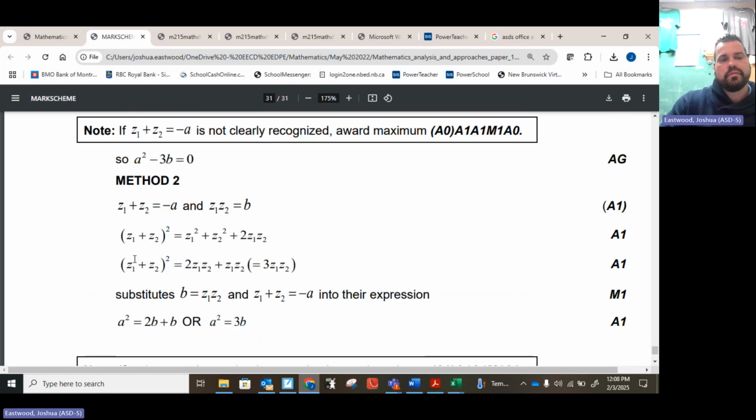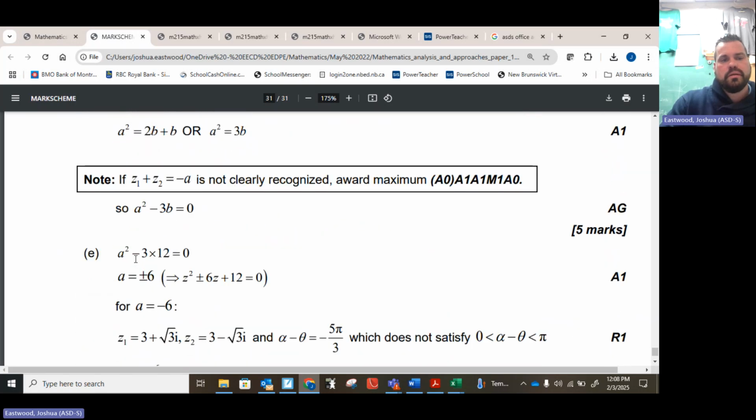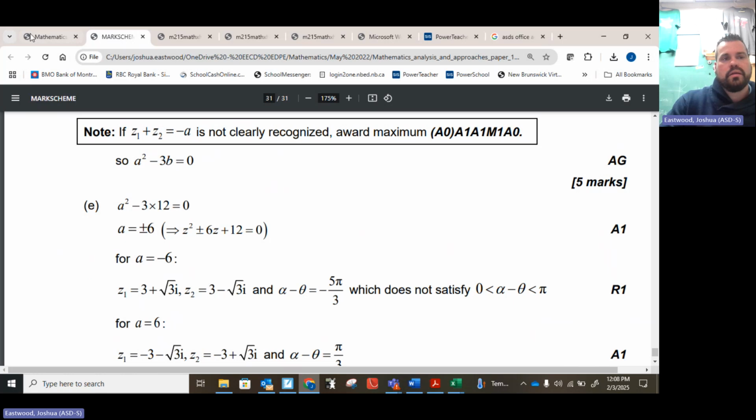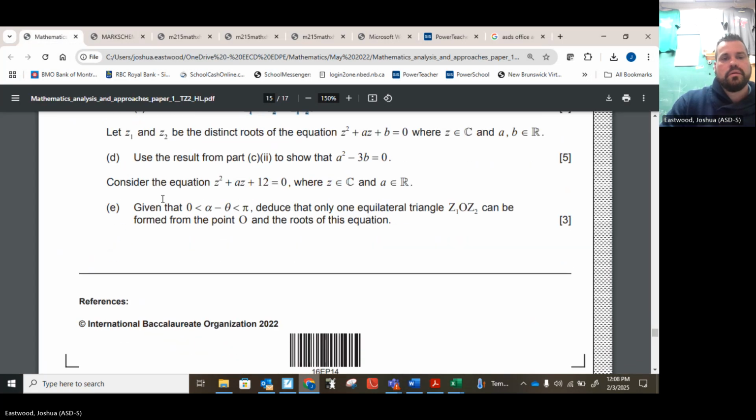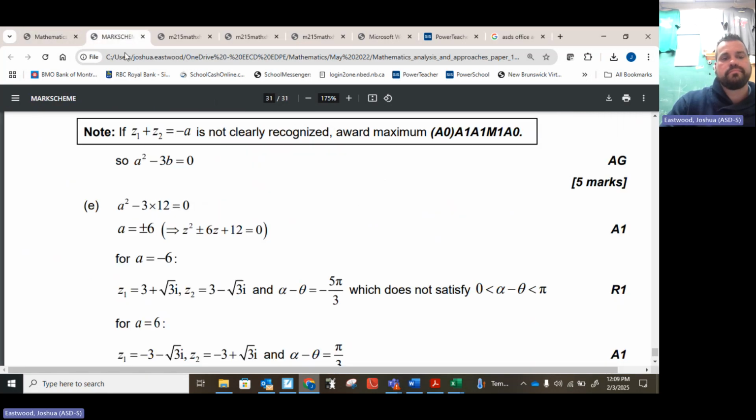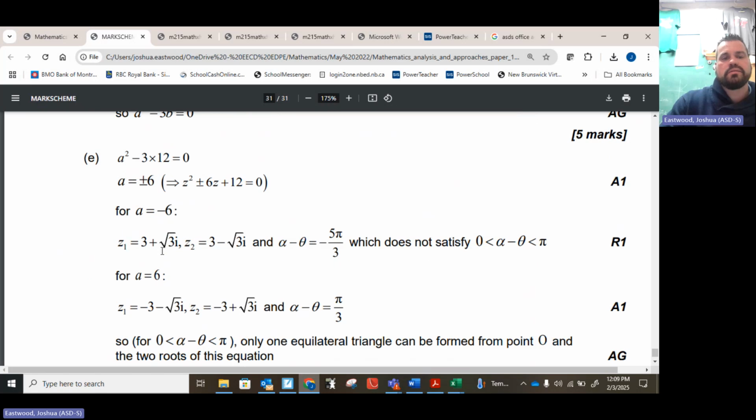There's another method that's kind of the same that you can see there. The last part says, now consider this equation. So now it told us b is 12, and it says, given that this is true, deduce the only equilateral triangle that can be formed. So all we have to do is say, if b is 12, then a squared minus 3 times 12 has to equal 0, which means a is plus or minus 6. Then we plug that in: if a is minus 6, then Z1 is 3 plus root 3i, Z2 is 3 minus root 3i, and alpha minus theta is minus 5 pi over 3.